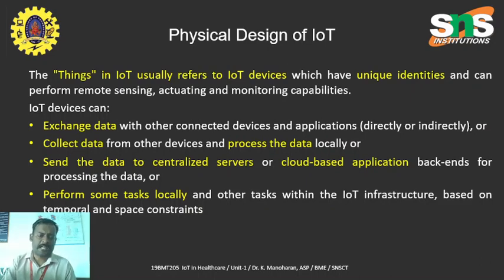An IoT device can exchange data with other connected devices and applications, collect data from other devices and process the data locally, or if required, we can perform it globally also. It sends the data to a centralized server or cloud-based applications, performs some task locally and then sends the result to the IoT infrastructure. This is based on our temporal and space constraints. Depending upon the application, we decide whether to perform local or cloud-based computations.